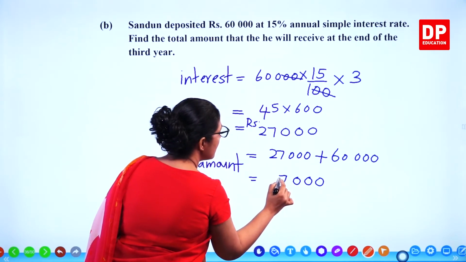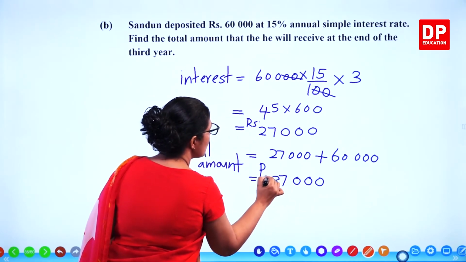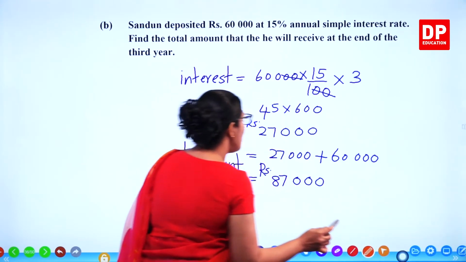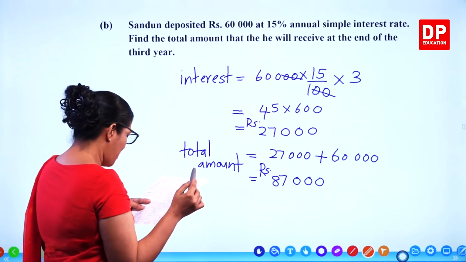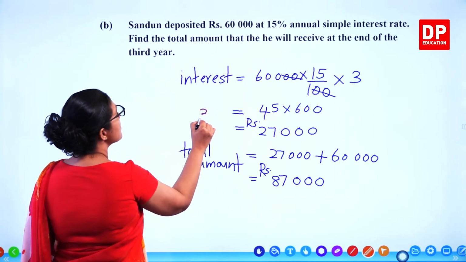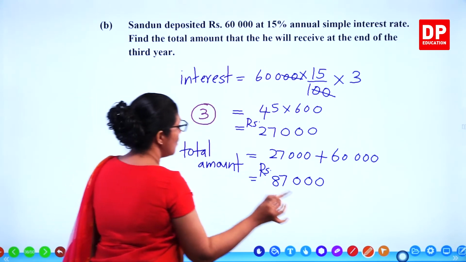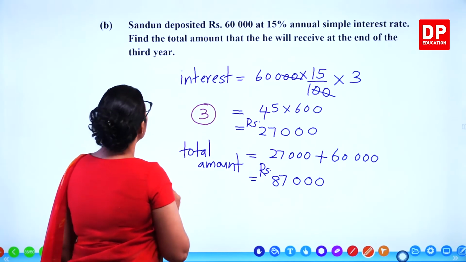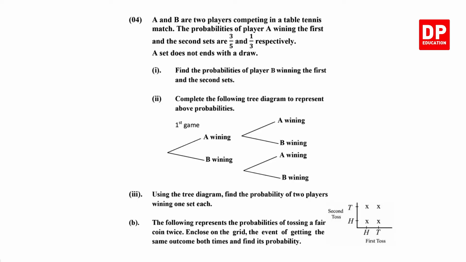7, 8. So the total amount is 87,000 rupees. So how many marks for that one? So you are getting 3 marks. So total we gave 10 marks for that question. Let's do the 4th question. This is about probability.